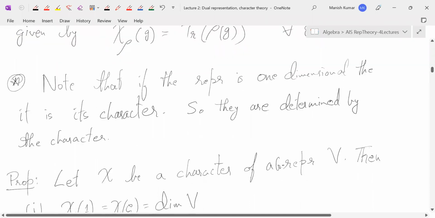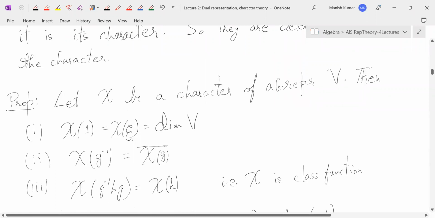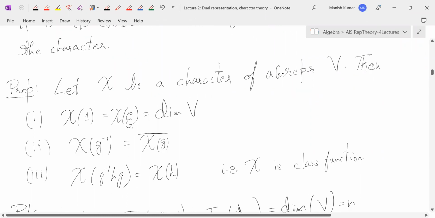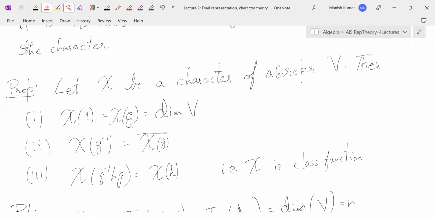Let's start with some basic properties of the character. Let chi be the character of a G-representation V. What is chi of the identity element, which one can denote by 1 or e sub G? It is the same as the dimension of V. This is straightforward: the action of the identity element on V is trivial, since rho is a group homomorphism. The identity element goes to the identity matrix, and the trace of the identity matrix is the dimension of the vector space. If V is n-dimensional, the trace of the identity transformation is just n.